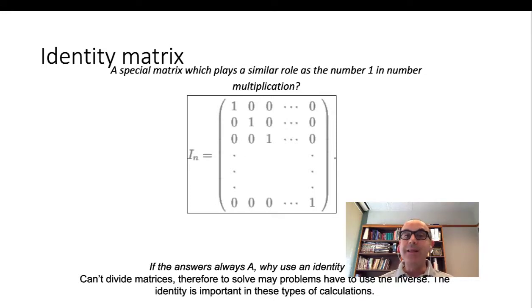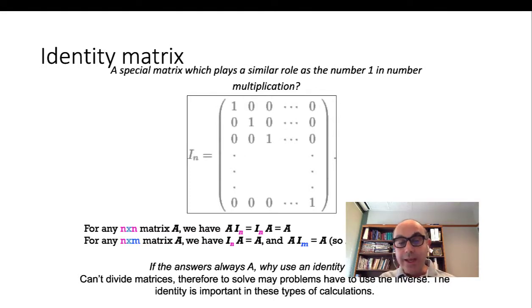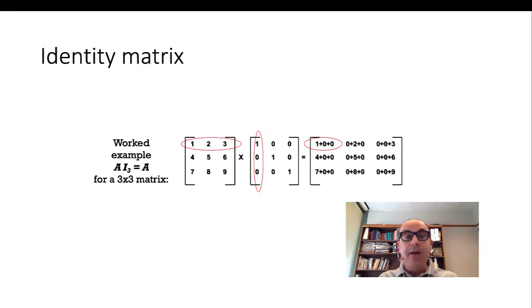We can also talk about the identity matrix, which is a special matrix that plays a similar role as the number one in manipulation. If the answer is always A, why do we use the identity matrix? You cannot divide matrices, therefore to solve many problems, you need to use the inverse. So the identity is important in those types of calculations, and we will do that in the following manner if we have a pencil or pen to write with.